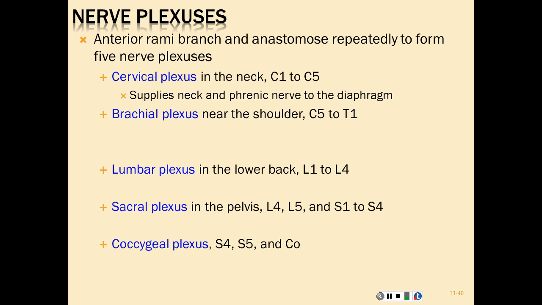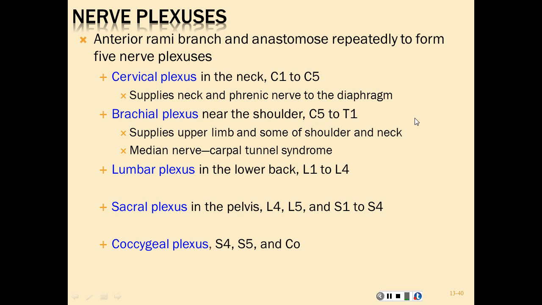When we look at this, the cervical plexus is found in the neck, and it's from C1 to C5, and it supplies the neck and the phrenic nerve to the diaphragm. The brachial plexus is near the shoulder, and it's C5 to T1, and supplies the upper limb and some of the shoulder and the neck. The lumbar plexus will be in the lower back, and it's from L1 to L4, and it supplies the abdominal wall, the anterior thigh, and the genitalia.